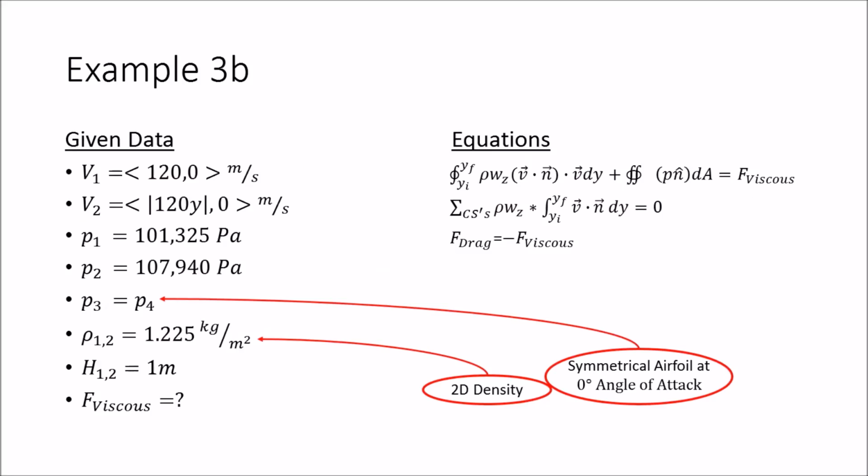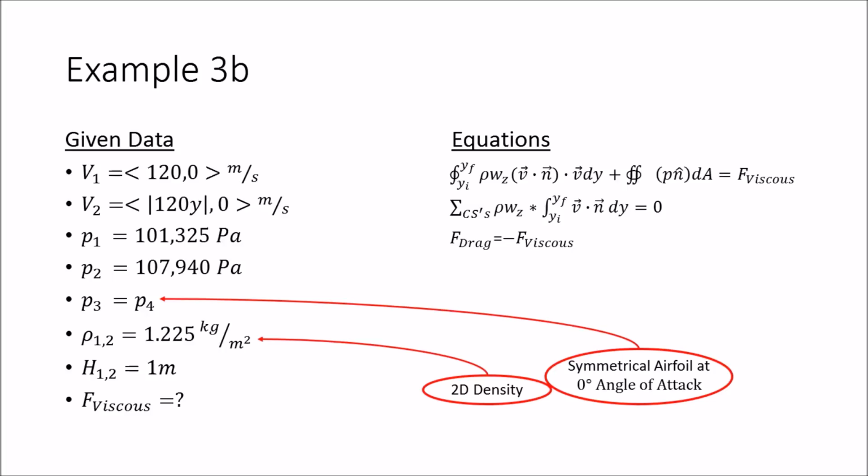Here's our second example, and this example will be much more accurate to real life. We will be assuming that this is a symmetrical airfoil and it will be at zero angle of attack. This will mean that the pressure on the bottom and at the top of the airfoil will be the same. And with this assumption, the pressure on the walls at P3 and P4 will also be equal.